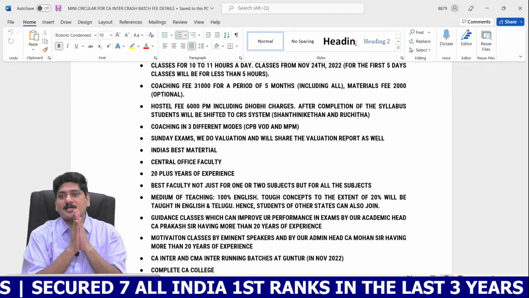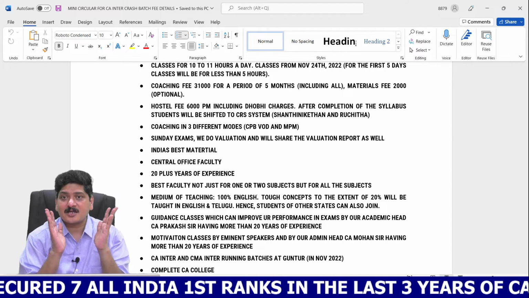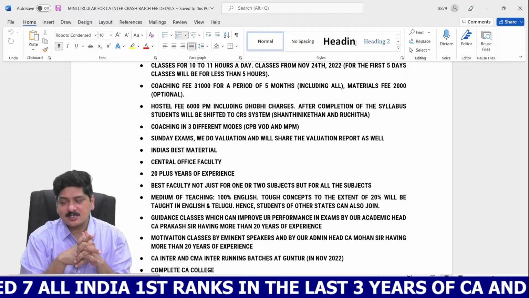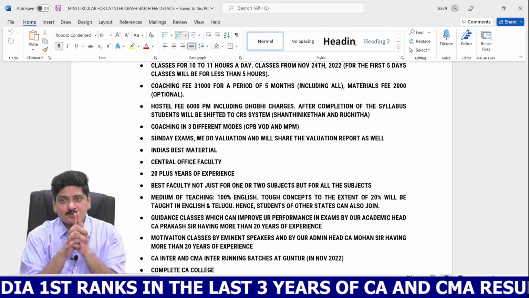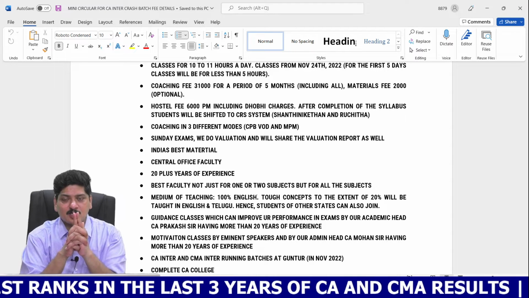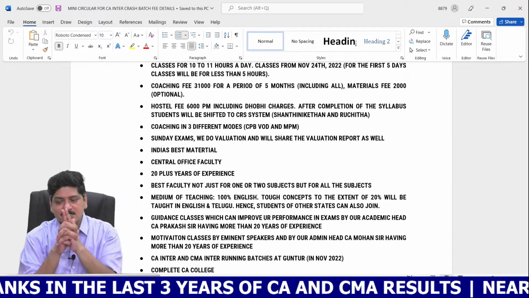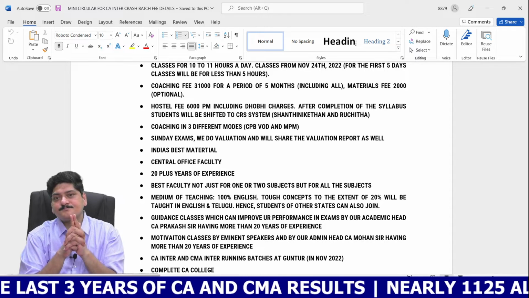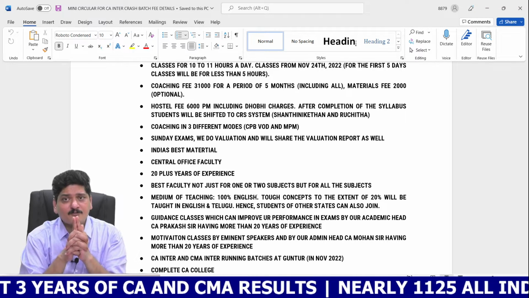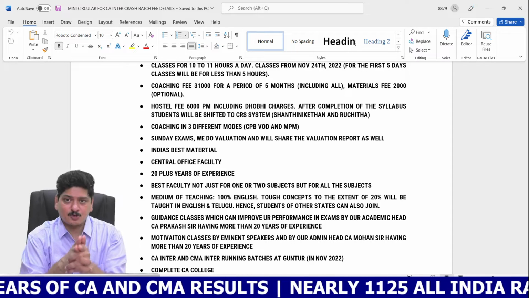And who are going to take the classes? It is the central office faculty, the CO batch faculty. And apart from that, in case of few subjects, a subject like accountancy, you'll be taught by more than one faculty. That's nothing but expertise knowledge.